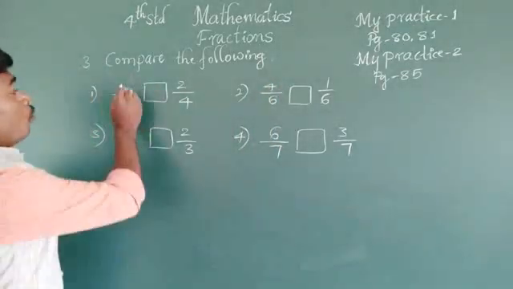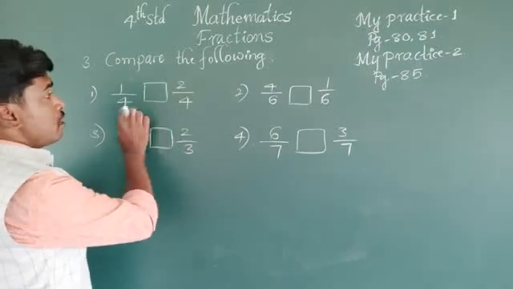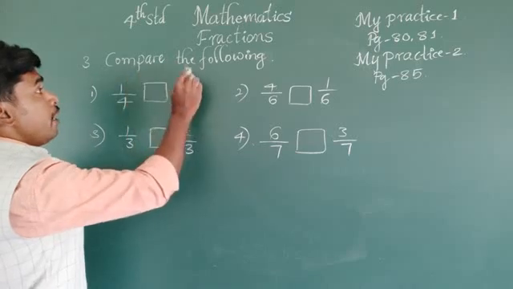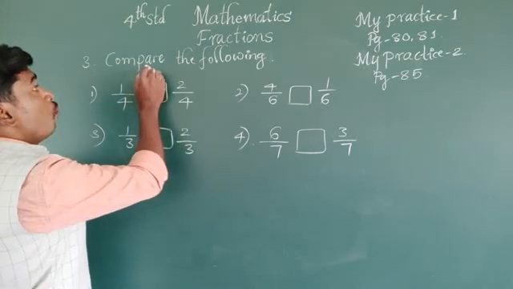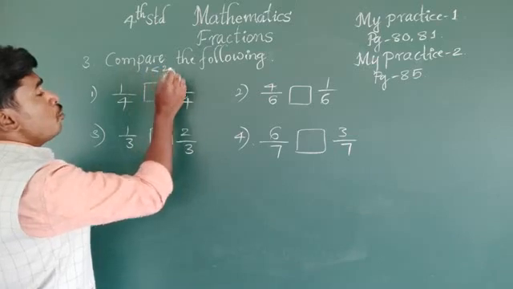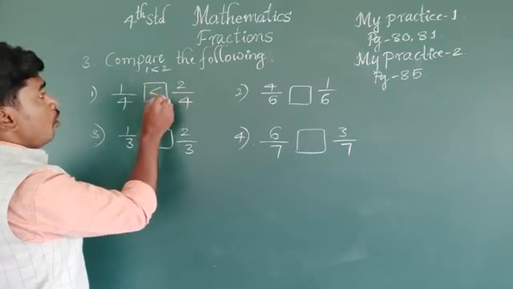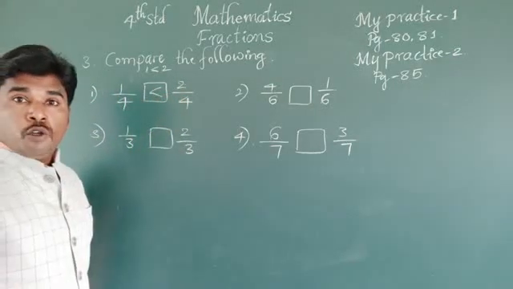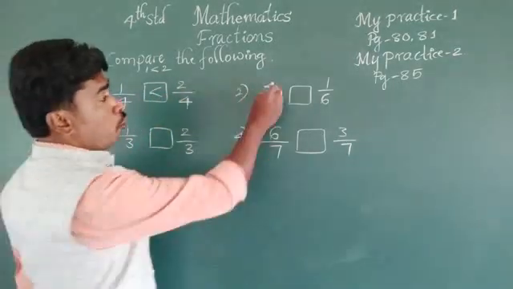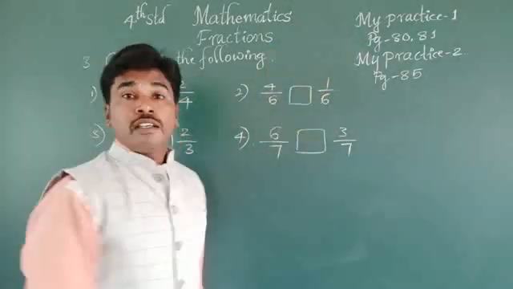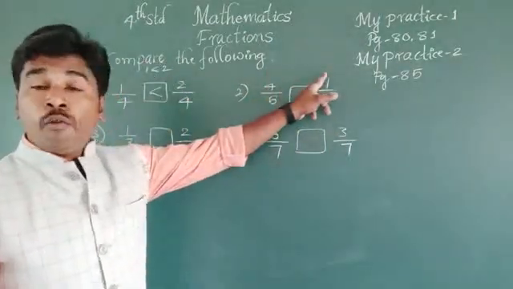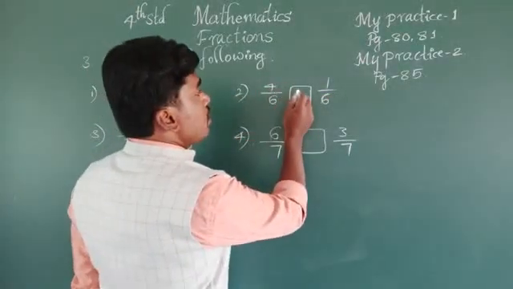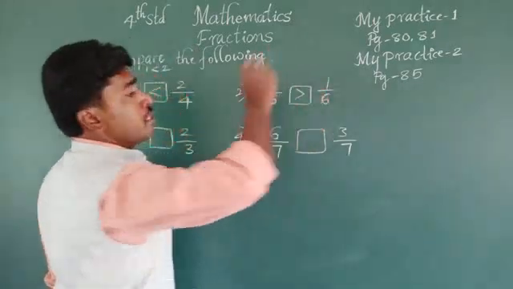For example, 1 and 2, with 4 remaining the same. You compare numerators. Is 1 greater or 2 greater? 1 is smaller than 2. So 1 by 4 is smaller than 2 by 4. Do you understand? Similarly, 4 by 6 and 1 by 6: 4 and 1. What is greater here, dear children? 4 is greater. So 4 by 6 is greater than 1 by 6.